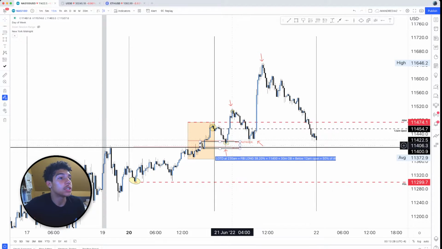Then from here, this is going to be our area that we're also going to be drawing another fib to. Where are we going to be drawing it to? We're going to be drawing it to this high right up here.